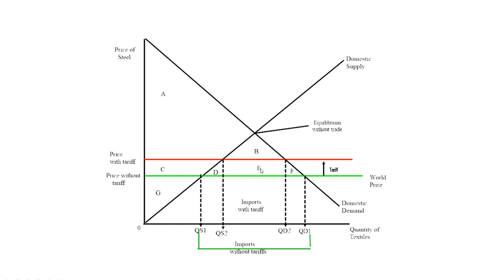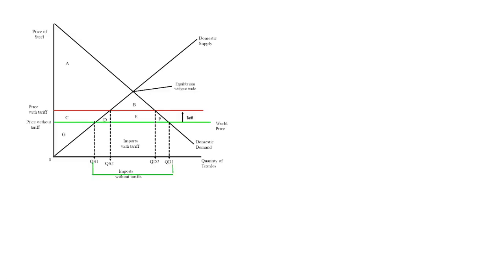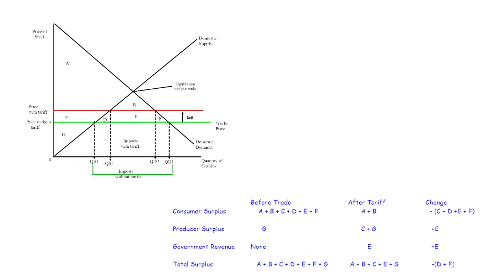What's E? Let's take a moment and think about that. What is E? E is the area, because this is the imports, right? This is how much we're importing, but we're taxing them. So this is revenue to the government. E is revenue to the government, right? So if E is bigger than the loss of D and F, we could argue that we're better off with the tariff, right? So let's break all this down.